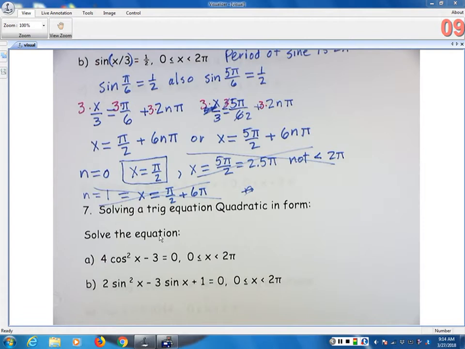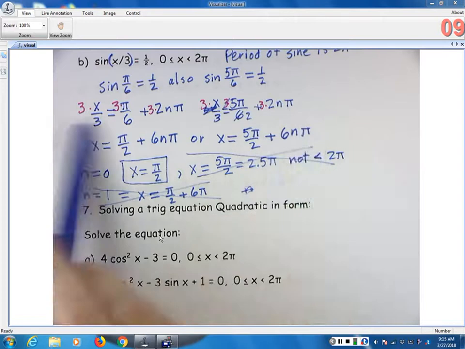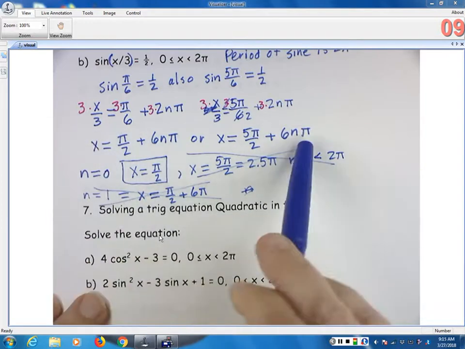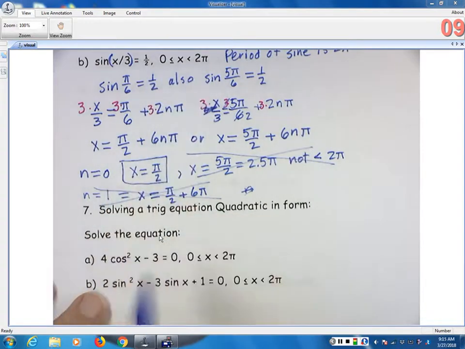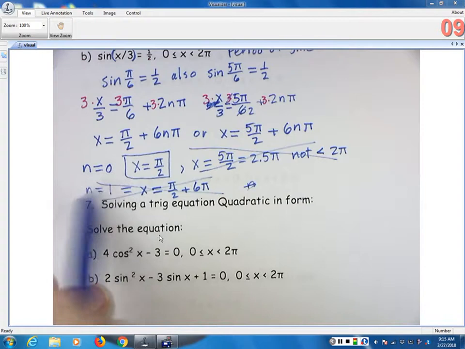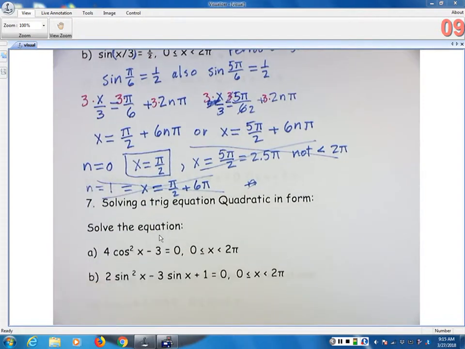So if they ask for all solutions, you would write all this. If they ask for between 0 and 2 pi, you have to find the exact solutions between 0 and 2 pi. And does that make sense?